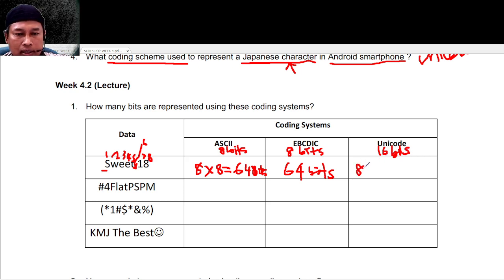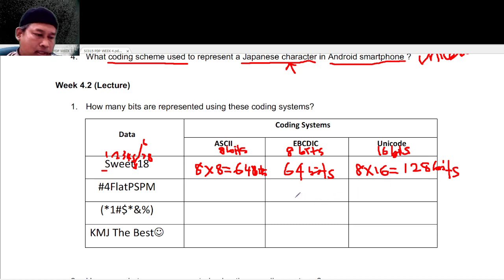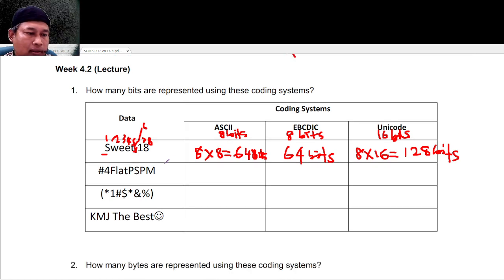So 8 multiplied by 16 is 128 bit. Okay, you must understand how to count the bit at the word of sweet. And then look at question number 4.